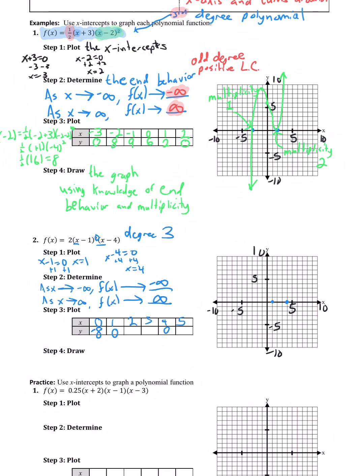And then if I plugged in 0, I'm going to get a negative 8. If I plugged in 2, I'm going to get negative 4. 3 is going to give me a negative 8. And then 5 gives me a positive 32. So 5 is going to be way off the paper. Real fast.